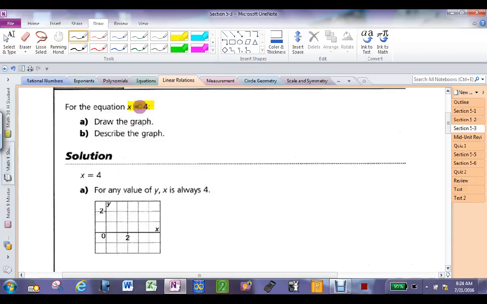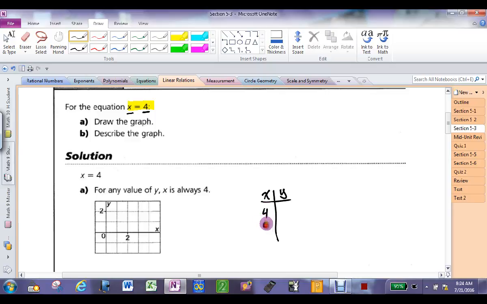It only has a variable and a constant. Yesterday's work all had how many variables? Two variables, an x and a y. So this is different. There are only x's. So, if I were to make a table of values, what is the only value I can put for x's?